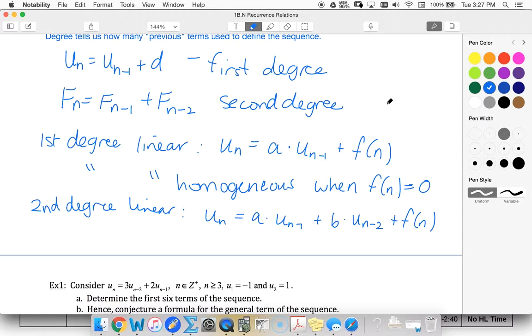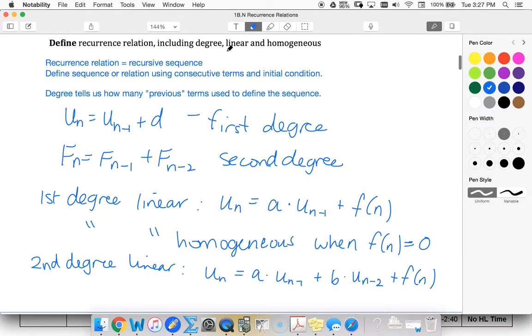All right, so that's our definitions. Let's see that we hit everything. Yep. All right. So here's definitions, and I'll see you in future videos with examples.